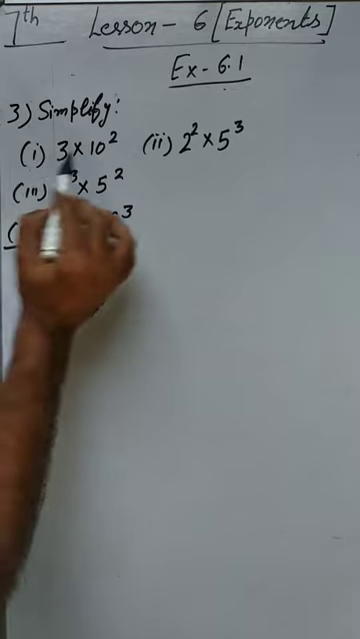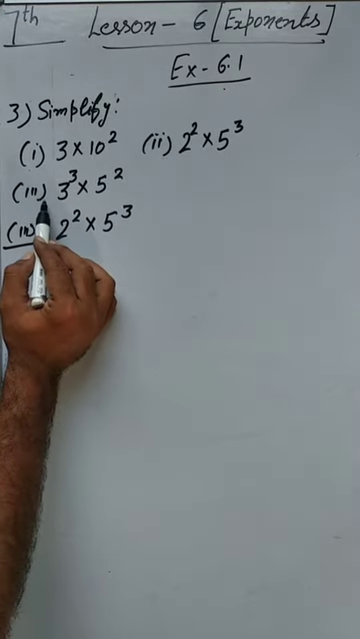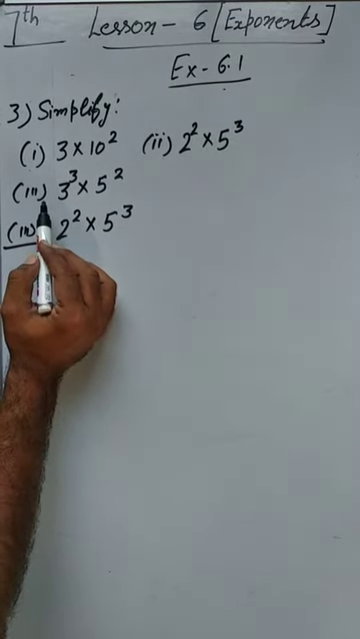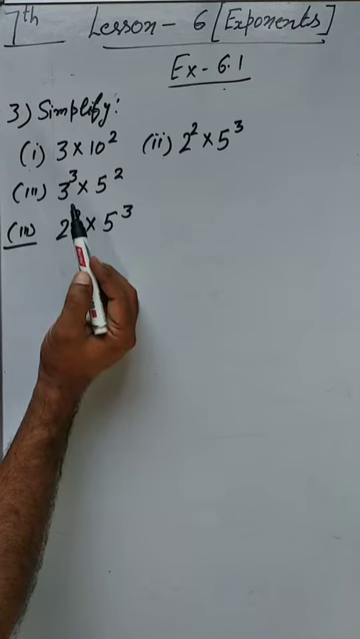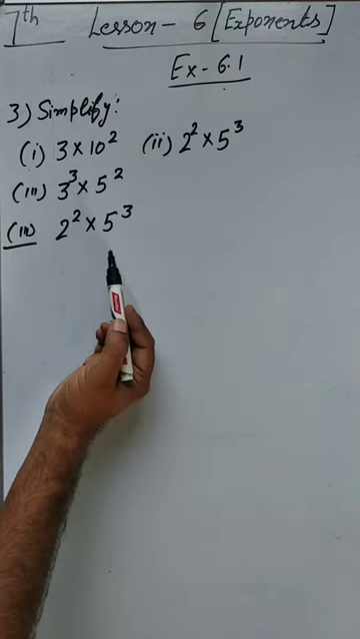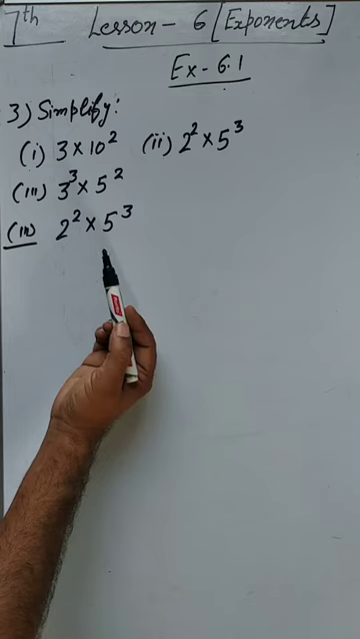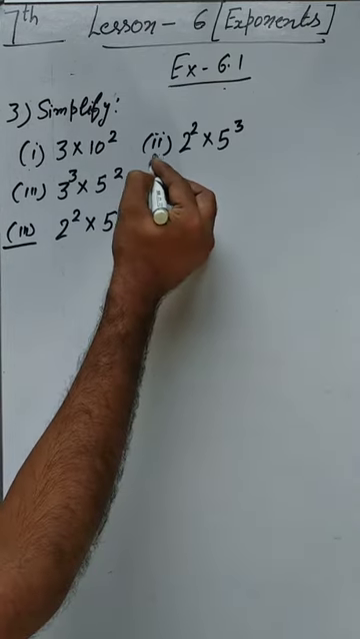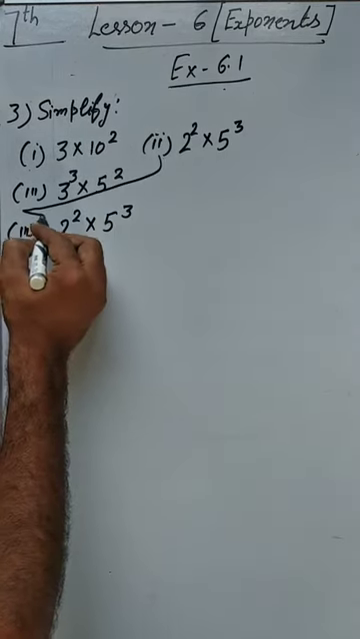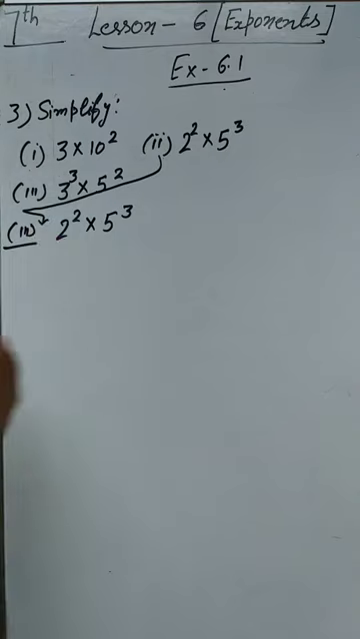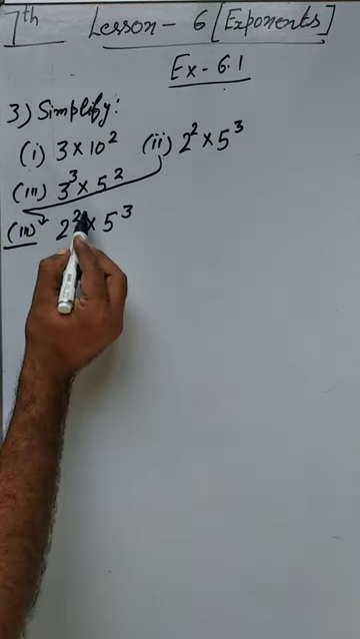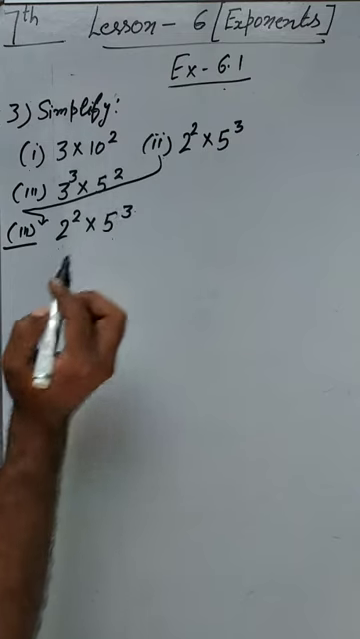Simplify first part, second and third. In the first and second question, you have been given one number. Now here you have been given the multiplication of two numbers in the form of exponents. I am explaining the third part of the third question. It is 2 raised to power 2 and 5 raised to power 3.